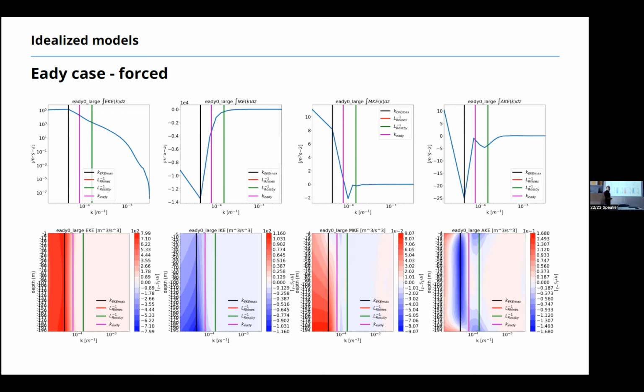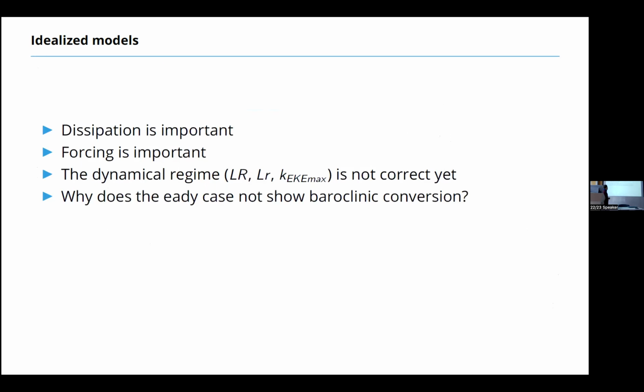And this is what I want to find out now. What's happening here? This is what I'm working on at the moment. So far, I think I learned that dissipation seems to be very important, and it's hard to get right because you don't really know what's the correct dissipation. Forcing seems to be important. I think I'm still in the wrong dynamical regime in terms of Rhines scale, Rossby radius, and maximum of EKE.